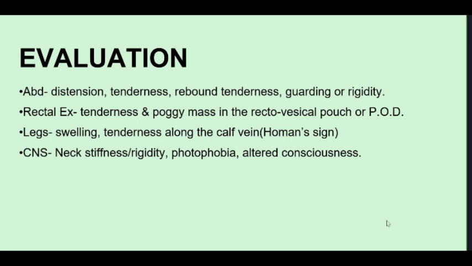We're also going to look at the leg. Is the leg swollen? Is the leg tender along the calf vein? That's the Homans sign. Also look at differential warmth. All this will point towards a likely deep vein thrombosis going on. CNS: we'll look at neck stiffness or rigidity, photophobia, altered consciousness, to know if there's anything going on in the CNS, be it meningitis or any other cause.